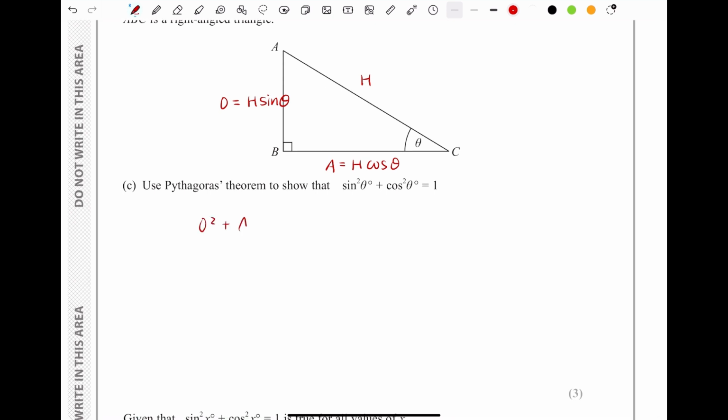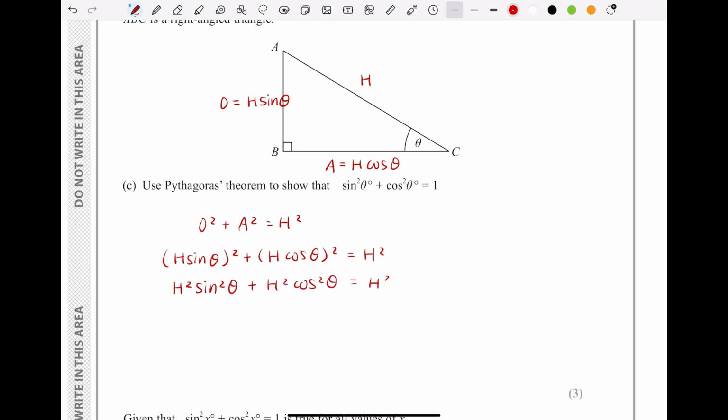Now we know O squared plus A squared is H squared. That is the Pythagoras theorem. So (h sine theta) squared plus (h cos theta) squared is h squared. By expanding the brackets, we have h squared sine squared theta plus h squared cos squared theta is h squared. By factorizing out h squared, we have h squared (sine squared theta plus cos squared theta) is h squared. Dividing both sides by h squared, we will have sine squared theta plus cos squared theta is 1.